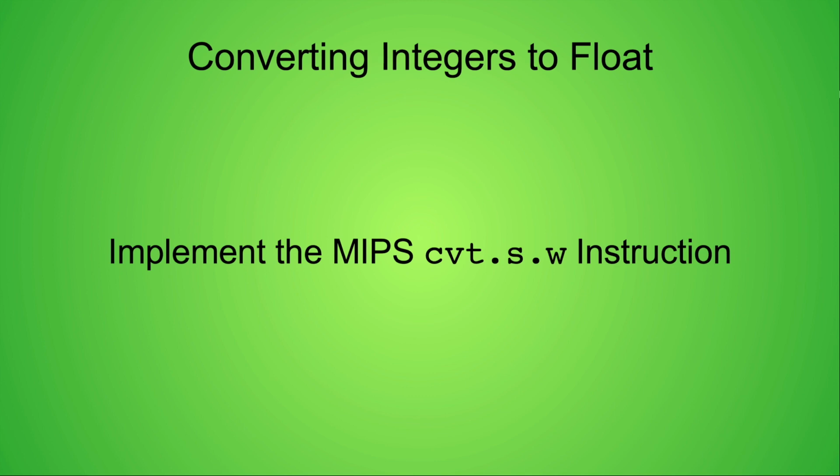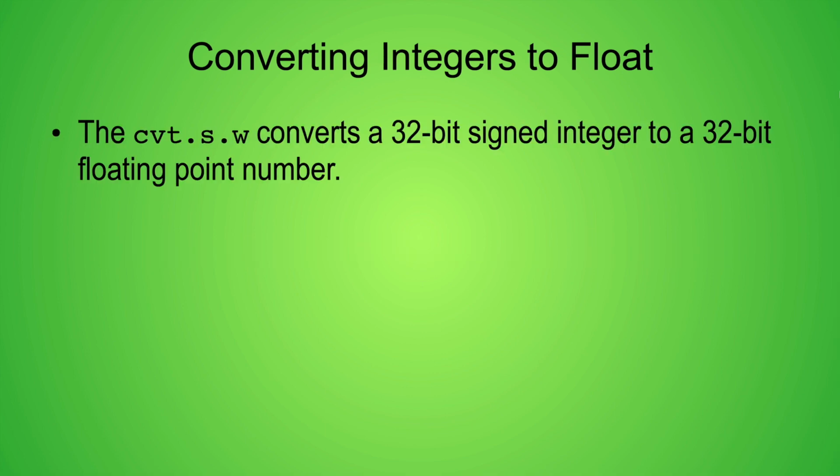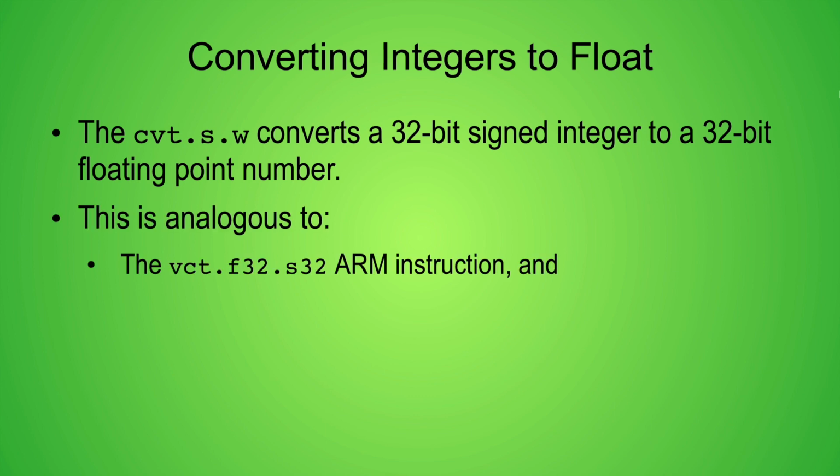In this video, I'm going to extend the integer to float conversion code to deal with cases where rounding needs to be performed. I'm implementing the MIPS cvt.s.w instruction. As before, there are analogous instructions for ARM and SPARC, so the work being presented in this video could be adapted for use with other architectures. As was mentioned in the previous video, this functionality is required by the IEEE 754 specification.